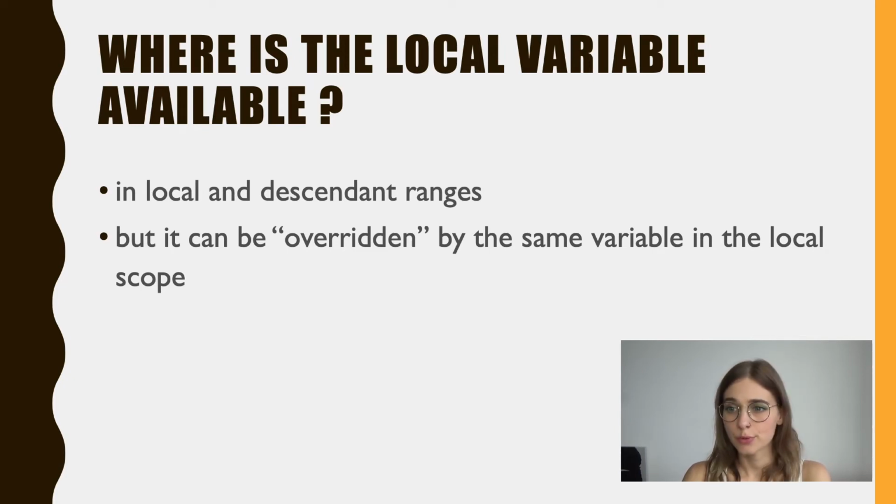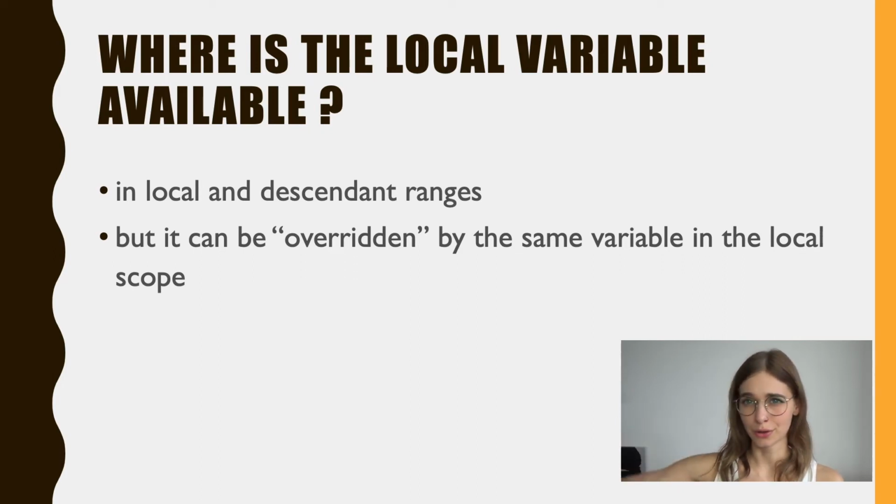Where is the local variable available? Well, a local variable is available in its local scope and also in the descendant scopes. So the local scope becomes kind of a global scope for the function that is one level lower, whatever is lower.